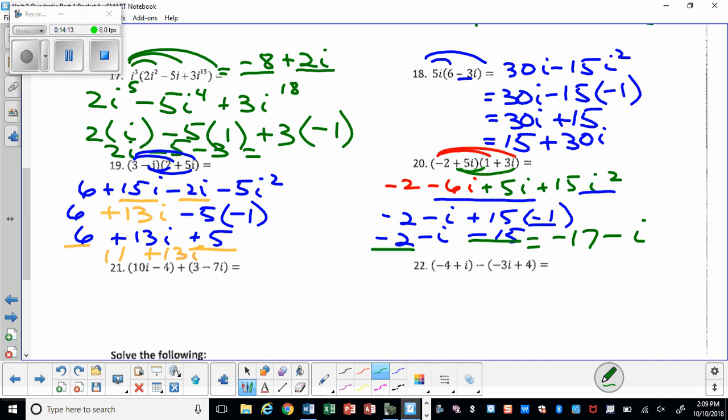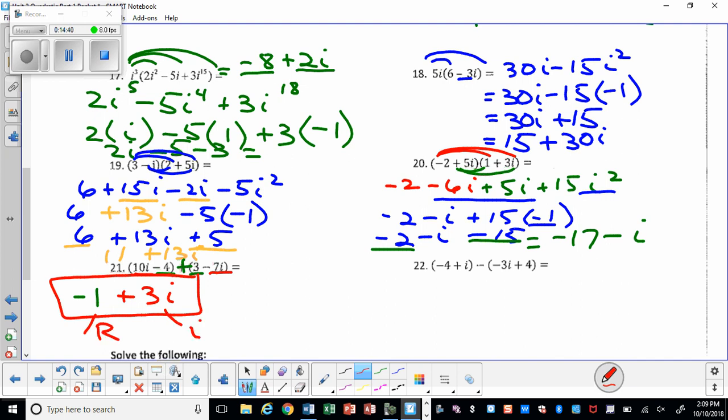All right, and then now this is just adding, okay? So I'm just combining all of my like terms, no distributing, no anything, just combining like terms. I'm going to do the real numbers first. So negative 4 plus 3 is negative 1. And then I've got 10i minus 7i, okay, 3i. So this is my complex number because it has a real part and it has an imaginary part.